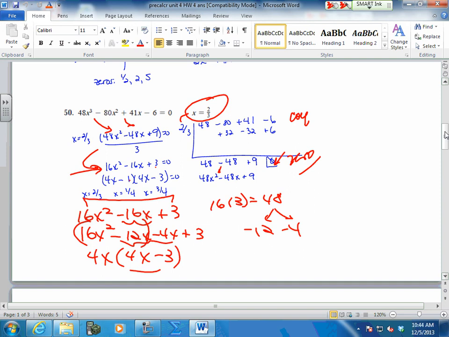The first thing I notice is the opposite signs, right? The numbers are the same, but the opposite signs. So what can I factor out? Negative 1. Now, this is your common factor. Take that out. And this is your other factor, 4x minus 1.